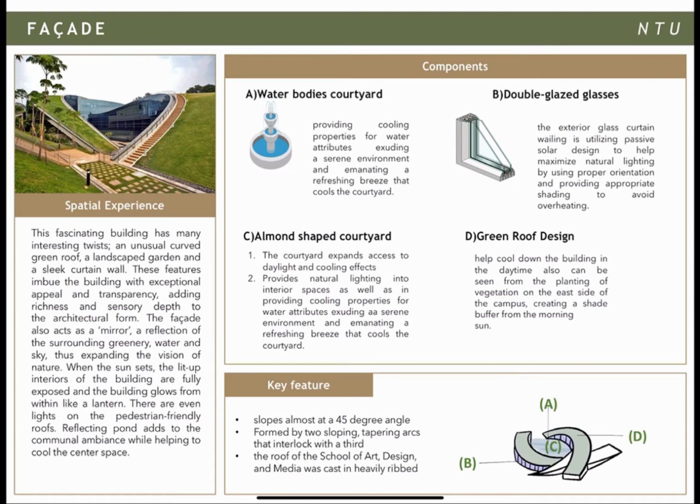Next will be the green roof design. It helps cool down the building in the daytime and also can be seen from the planting of vegetations on the east side of the campus, creating a shade buffer from the morning sun. It is sloped almost at a 45-degree angle and formed by two sloping, tapering sections interlocking with a third.